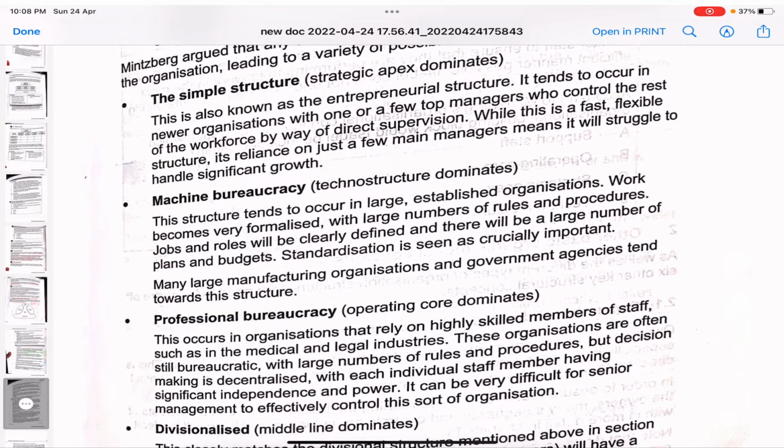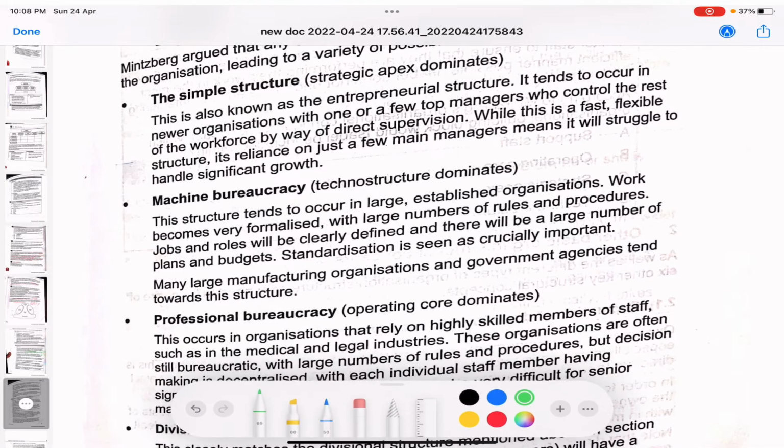Simple structure, which is also known as the entrepreneurial structure, tends to occur in newer organizations with one or a few top managers who control the rest of the workforce by way of direct supervision. While this is a fast, flexible structure, its reliance on the managers means it will struggle as the organization grows. So simple structure means the entrepreneurial structure where there is proper goal congruence and proper control, with fewer top managers, just one leader or very few. In this way it's going to be very simple, or the strategic apex dominates. Easy, nothing to be scared about.